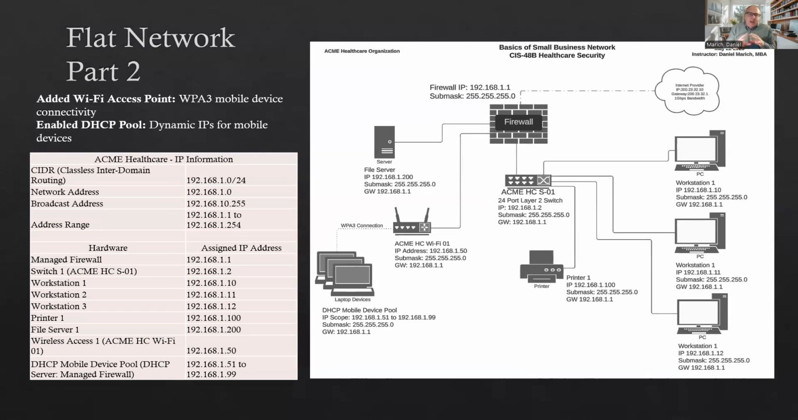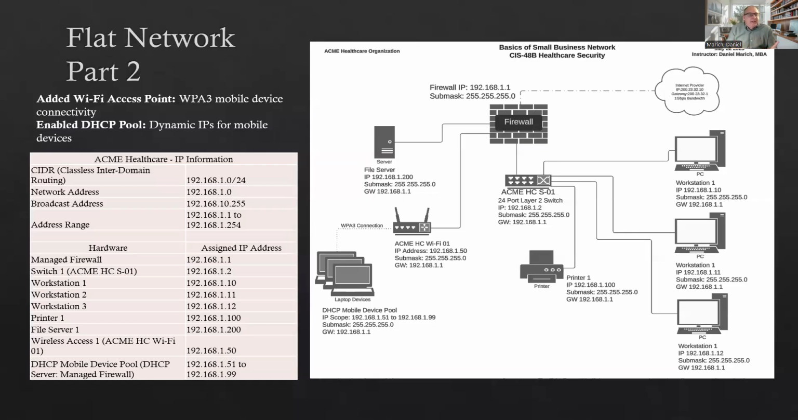Now we want to take our basic setup and expand on it. In this case, we're going to expand on it by adding a Wi-Fi device that all of our mobile laptops can connect to, right? So we're still on a flat network. The IP address here is 192.168.1.50. I chose that for a variety of reasons, but in this case, it just is to set it apart from the rest of the network. So my IP address is 1.50.